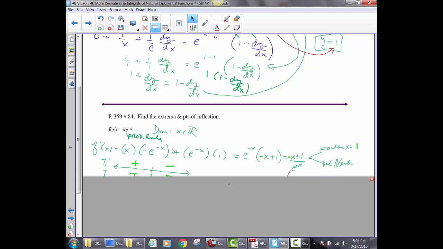Now, I can factor out the common factor of e to the negative x and get negative x plus 1. And I could even rewrite it as negative 1 minus x over e to the x.